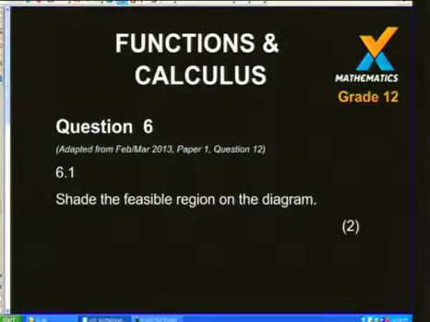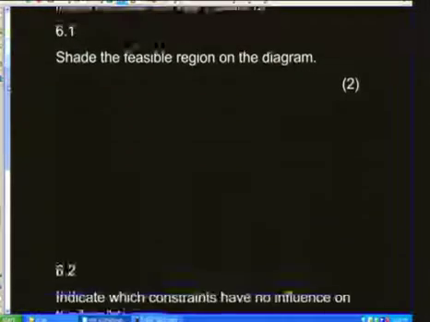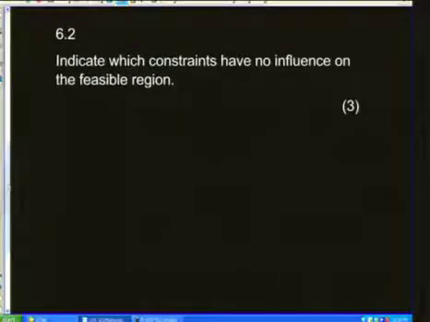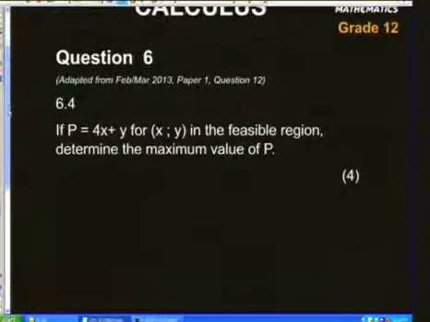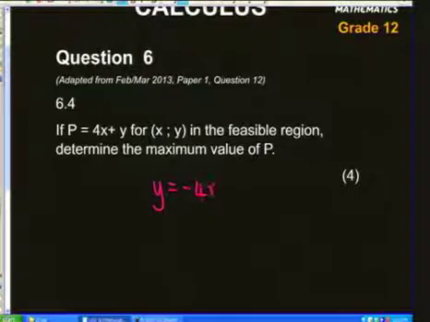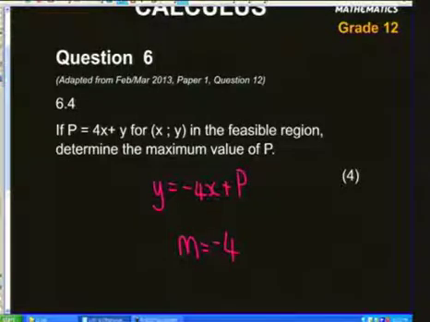All right, so let's go back to the questions. I think that's those two. Let's go to the third one. The fourth one says, if P equals 4x plus y in the feasible region, determine the maximum value of P. Now, this is where we use our search line. So the first thing we would do is we would get this into y form. So we'd say y is equal to minus 4x plus P. And then we'd use the gradient of negative 4 to search the region.